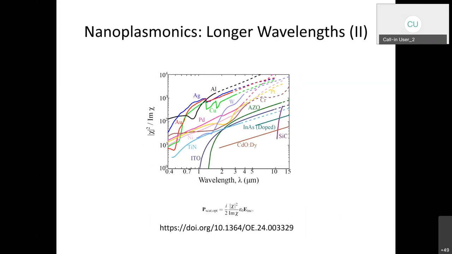I'm not the only person who's saying this. This is a work that came out of MIT where they look at the scattering from an object, and we notice a similar formulation. It's slightly different because of how they looked at this figure of merit. But essentially, you see the same kind of curves here in their figure and in my figure. You want to use a good plasmonic metal, and you want to go into the infrared.